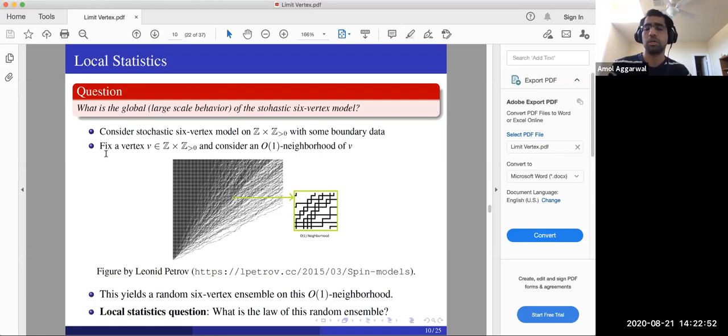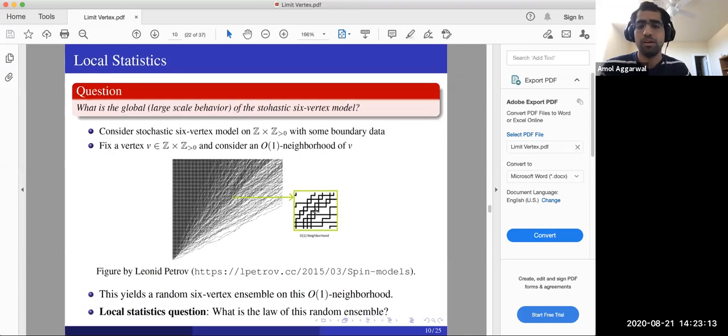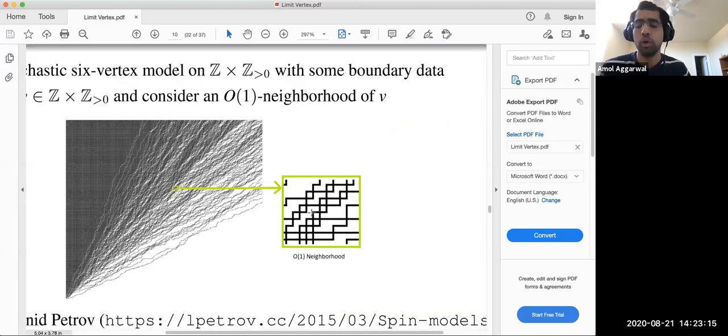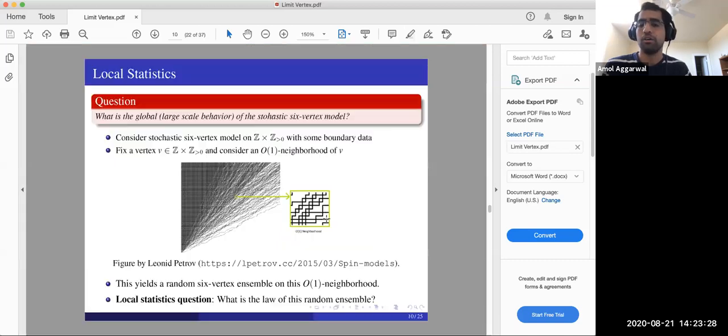And the local statistics question is, what is the law of this random ensemble? In principle, I can get a huge number of possible six vertex ensembles, and I want to know what is the law of this ensemble. And that tells me various things. For example, that would tell me the joint law of this vertex being a corner and this vertex being a straight line. So it would give me all sorts of local correlation functions for this model if I had access to the law of that ensemble.